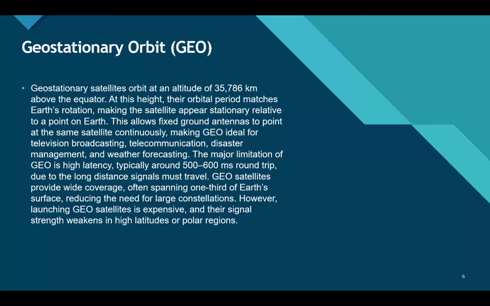GEO satellites provide coverage over almost one third of Earth's surface, making them ideal for TV broadcasting, telecom, weather forecasting, and other satellite communication networks. The major drawback of GEO is high latency, usually around 500 to 600 milliseconds, because signals have to travel a very long distance. Also, coverage is weak in high latitude and polar regions because GEO satellites sit above the equator.